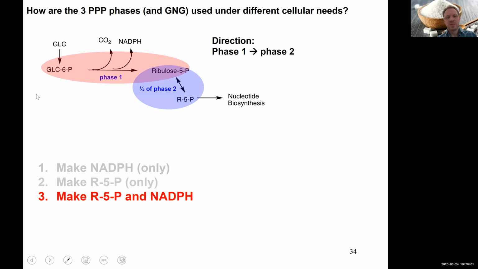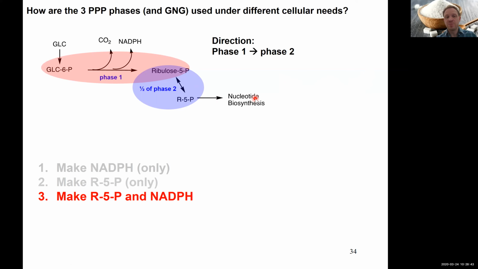All right, next scenario. What if we want to make both ribose and NADPH? This is actually more realistic, that you always have a need to make your nucleotide backbone, but you also have maybe some oxidative stress, you need NADPH. So in this case, we have to run our phase one, otherwise we cannot make NADPH. But we're actually also running half of phase two, which is the interconversion, the isomerization from ribulose to ribose phosphate, which we can then use for nucleotide biosynthesis.